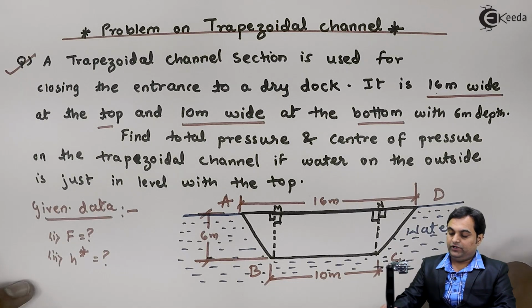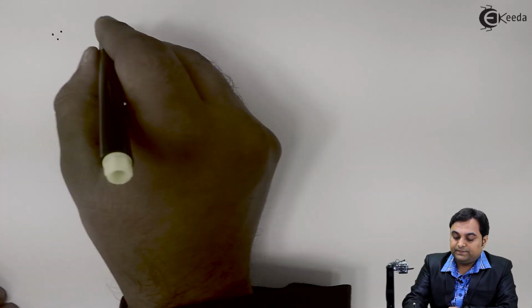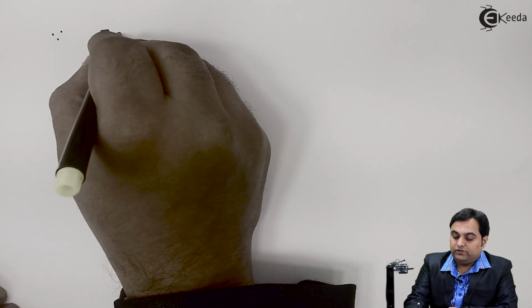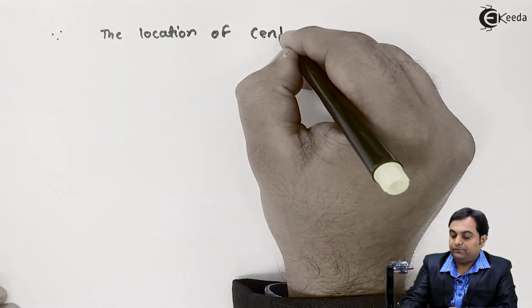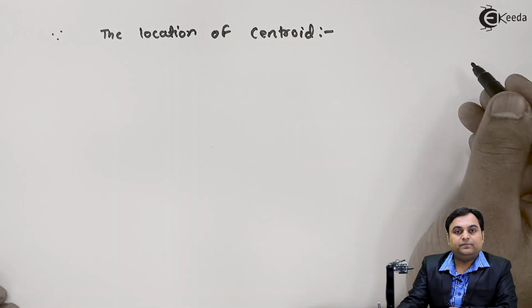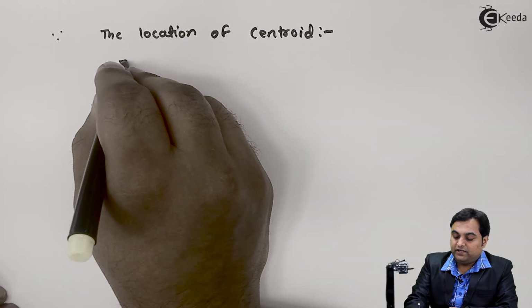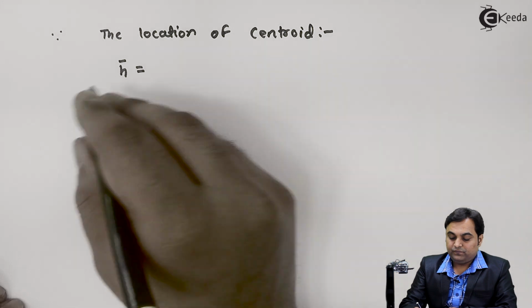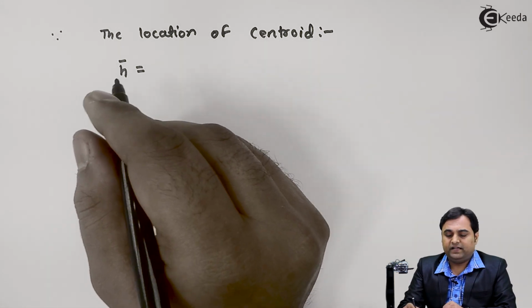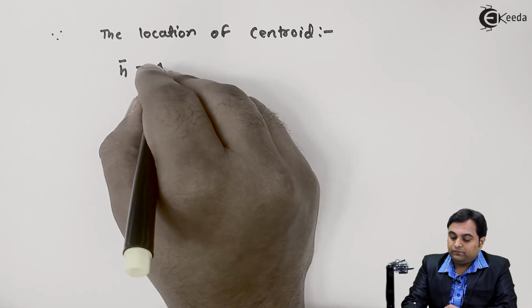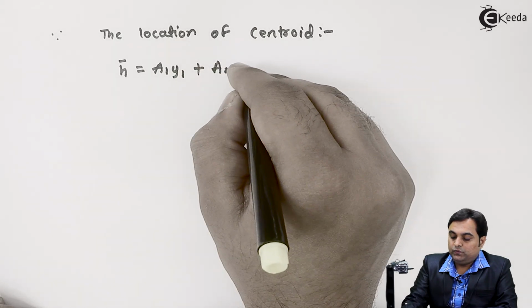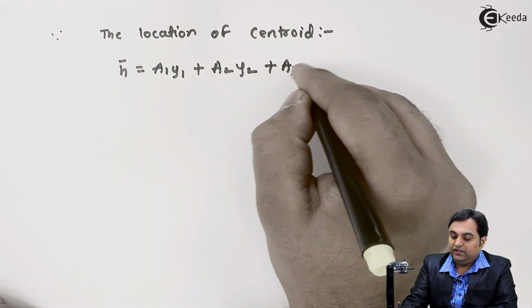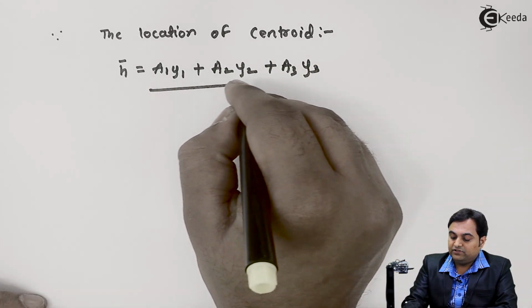Now, in order to calculate H bar, we would use the concept of centroid. Since the location of the centroid is given by the formula, here we want H bar, and we have two triangles and one rectangle, so the formula would be H bar equals A1 Y1 plus A2 Y2 plus A3 Y3 upon the total area which we have calculated.